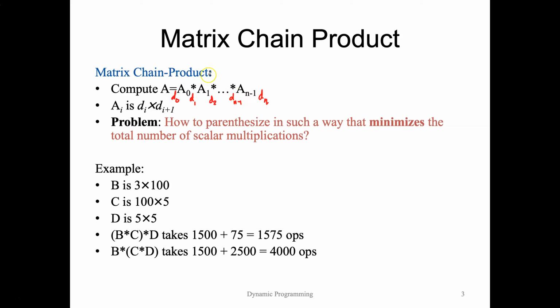Now if the dimensions of all matrices were n by n, then since multiplying two n by n matrices together takes big O of n cubed time, multiplying n of them together would already be big O of n to the fourth power.